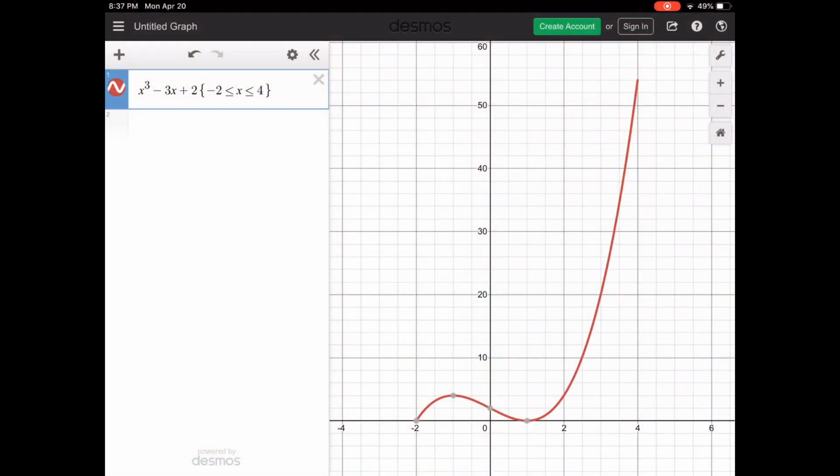Here's the graph of that cubic on the domain that's given from -2 to 4. And you can see that there's the lowest y value of 0. It occurs in 2 different places. And there's a highest y value over here of 54.